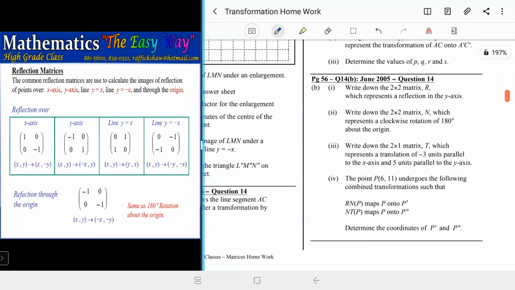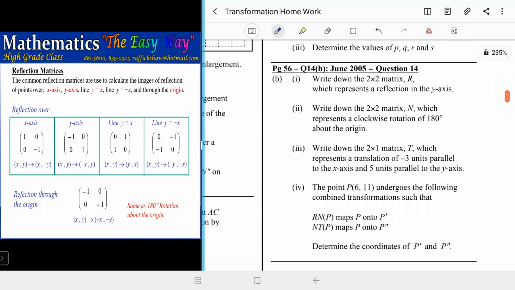Look at this one. That's an exam question. Write down the 2 by 2 matrix R for reflection in the y-axis. See that? So that one would be the y-axis reflection: -1, 0, 0, 1. That would be the answer. Why waste time and work it out when the question says write it down? Write down means don't calculate anything, just write it down. In order for you to write it down, just know it and write it down.